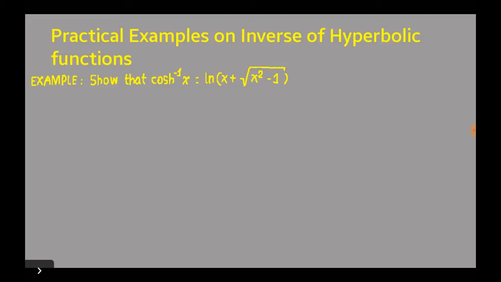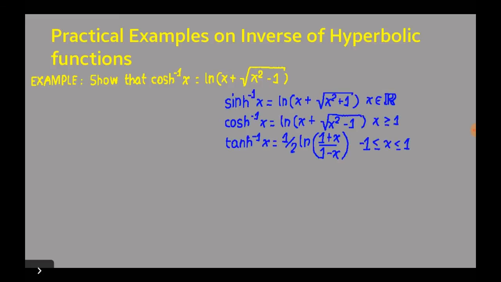Show that cosh inverse x must be ln of x plus root of x square minus 1. We can substitute the following by using the hyperbolic functions to reverse like that. Particularly, it's similar to here. Sinh inverse x must be ln of x plus root of x square plus 1. It must be for x an element of all real numbers.